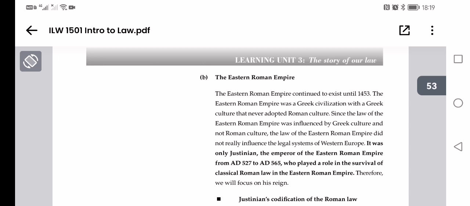It was only Justinian, the emperor of the Eastern Roman Empire from AD 527 to AD 565, who played a role in the survival of classical Roman law in the Eastern Roman Empire. Therefore, we will focus on his reign.